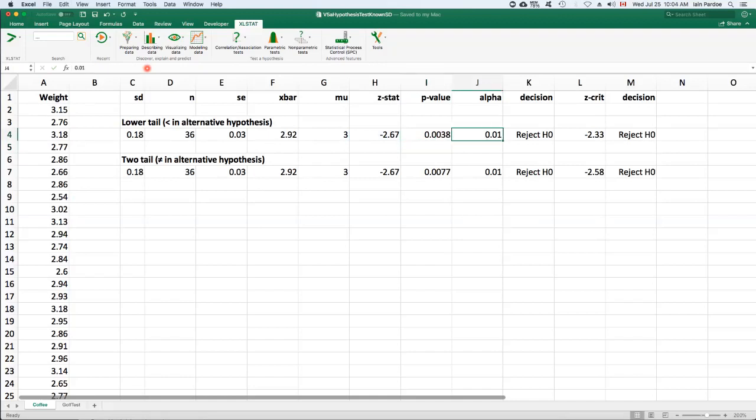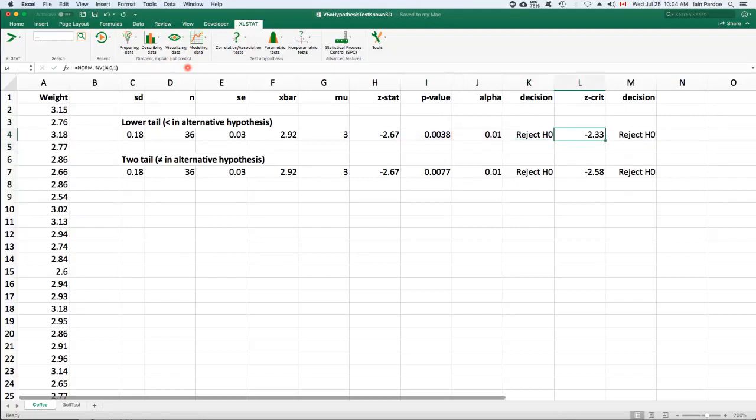This test is using a significance level of 0.01. This was determined before looking at the data. And so our decision is if the p-value is less than the significance level, then we reject the null hypothesis. So I've set that up here in this if statement. If the p-value is less than alpha, then reject the null, otherwise do not reject the null. And in this case, 0.0038 is less than 0.01, so we reject the null.